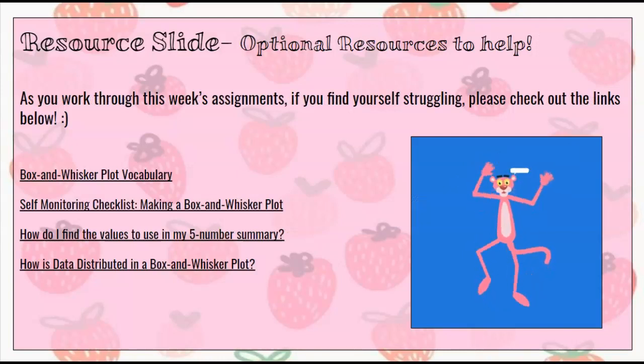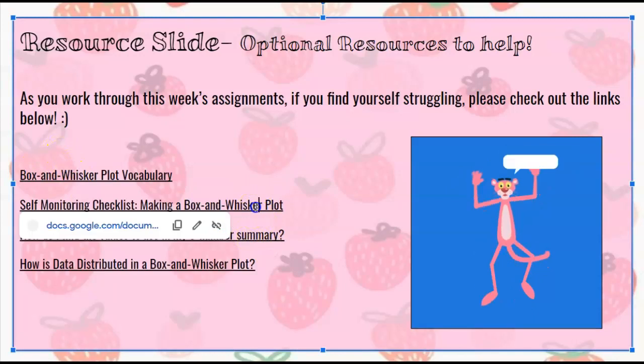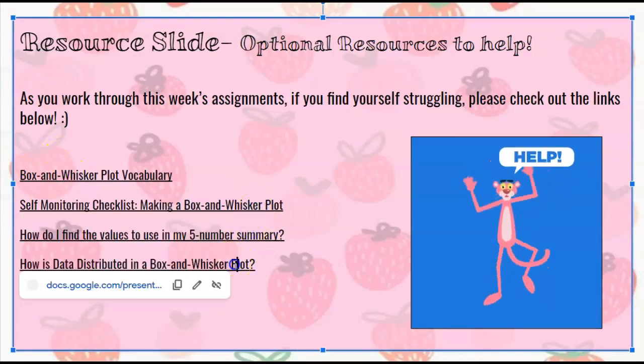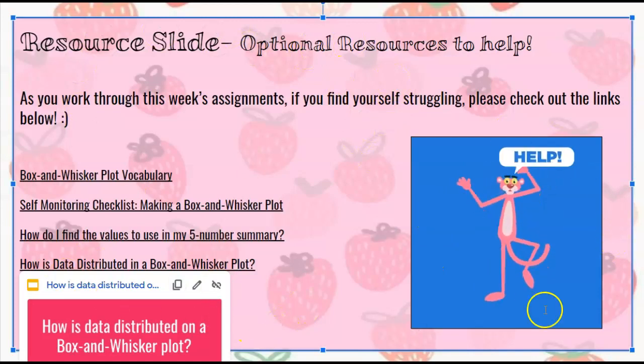This is the resource slide. All of these links here are to help you with anything box and whisker that you may have trouble with. So you may use any of those as optional resources. You don't need this slide. If you feel that you understand it, you can go ahead and skip this one.